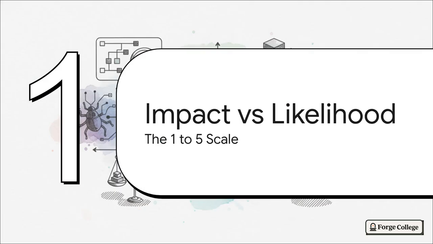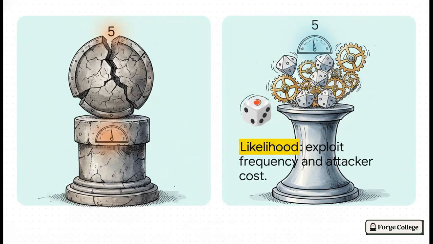Section 4. Scoring impact versus likelihood, the 1 to 5 scale. Now for the really crucial part, figuring out how to objectively score the wreckage we've just created in our test lab. We use a straightforward 1 to 5 scale. Over on the left side, we have impact. A level 5 impact would be a catastrophic, irreversible fund loss based on the worst-case state changes we observed.